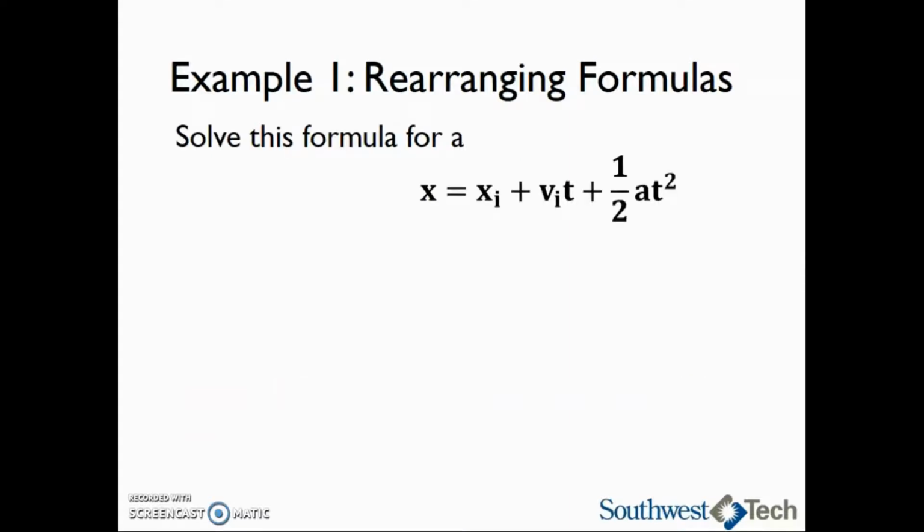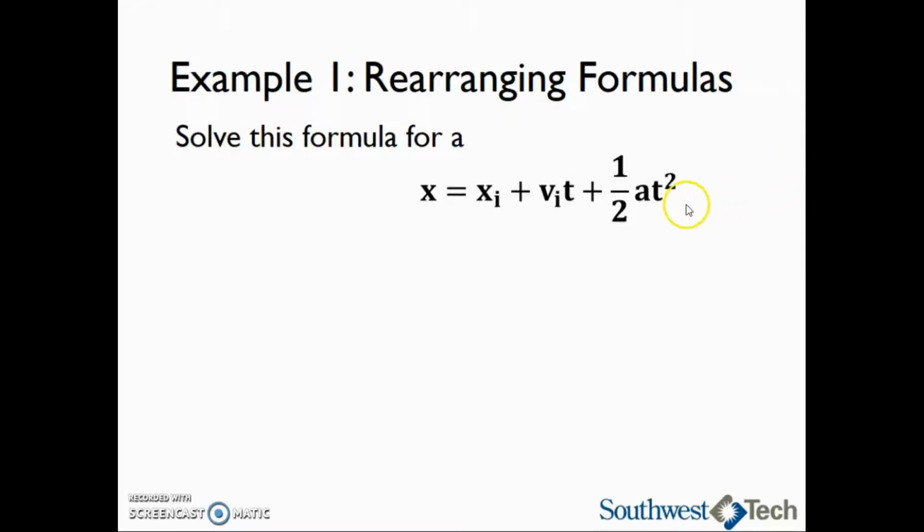Our first formula, we want to solve for a. And we have x is equal to x sub i plus v sub i times t plus 1/2 a t squared. Before we start rearranging this formula for a, I do want to mention something about the subscripts, the little i there and there. A lot of times in physics, subscripts are used to represent initial or final. So in this case, x sub i is your initial distance, v sub i is your initial velocity. Now in these problems, we aren't so concerned with what these formulas are telling us as much as we are concerned with how we rearrange it to solve for something else, because that is a skill that we will be using this entire semester.